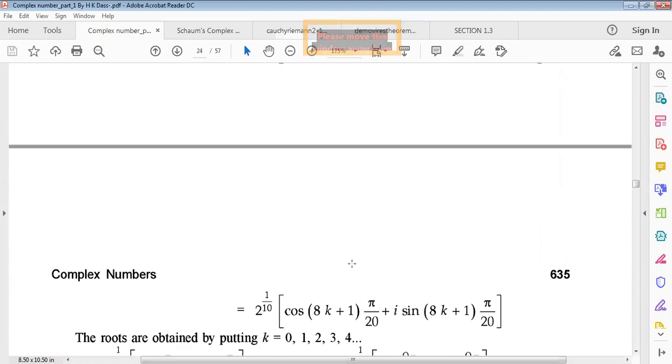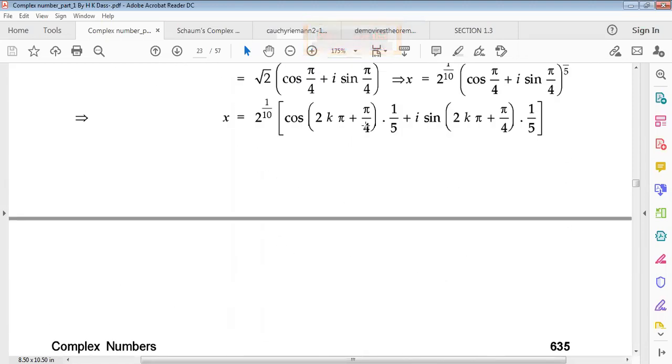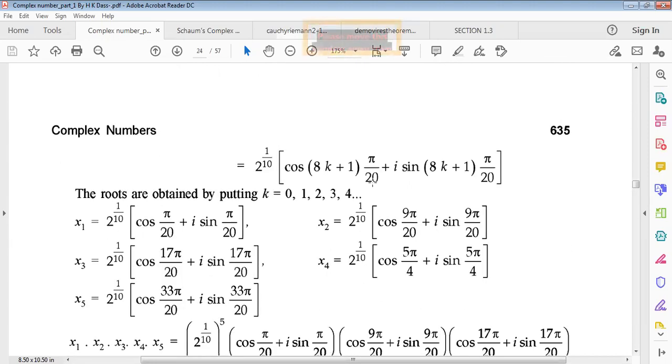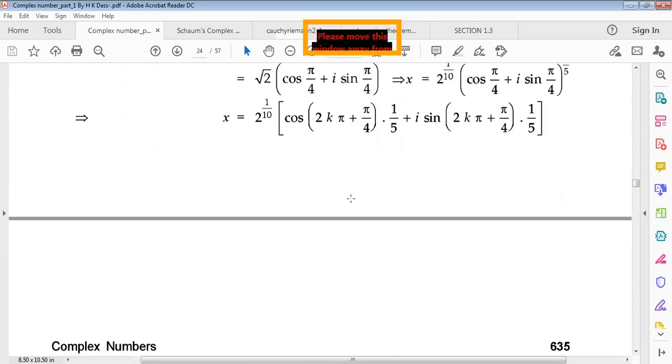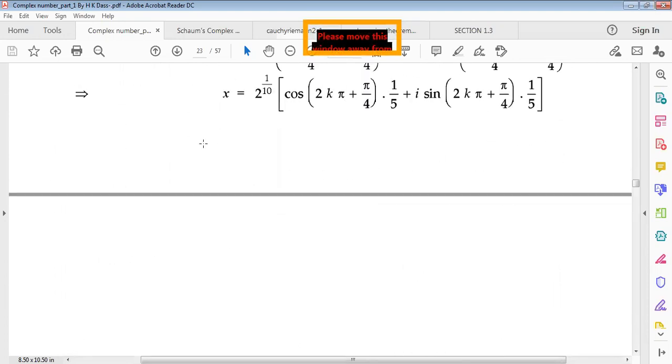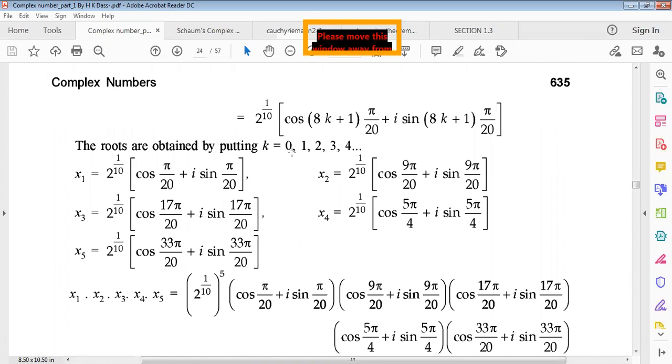Similar case. This can be written with 4 times 5, which is 20, taking the LCM. Now the roots are obtained by putting k equals 0, 1, 2, 3, 4, because the highest power is 5. So we have to put k equals 0 to 4. The first root is by putting k equals 0. The second root is by putting k equals 1. Putting k equals 2, we get the third root. Putting k equals 3, we get the fourth root.